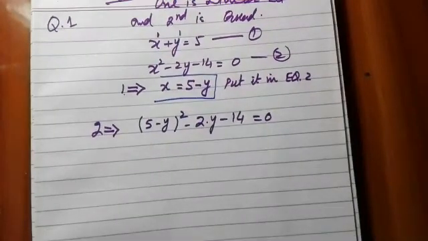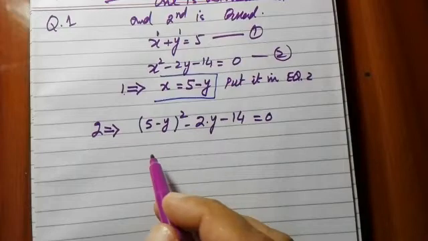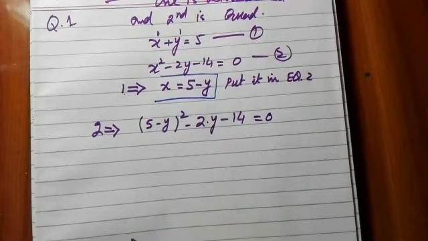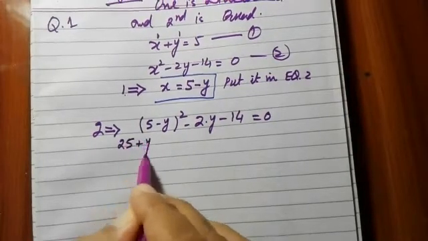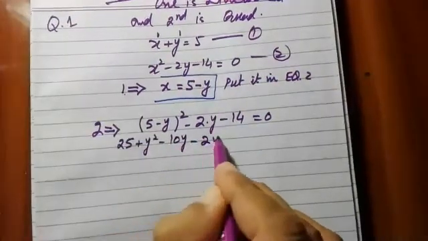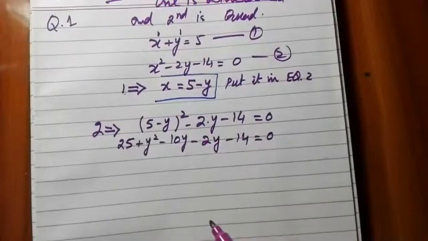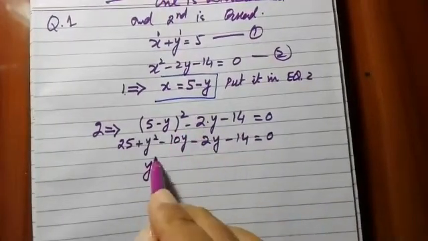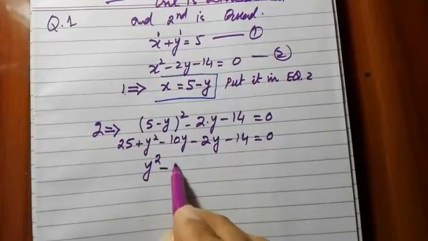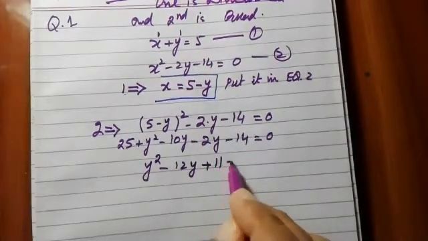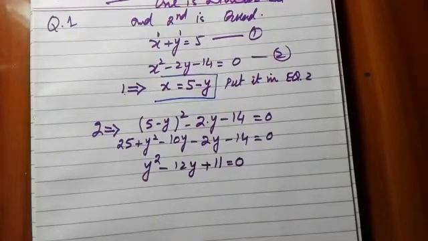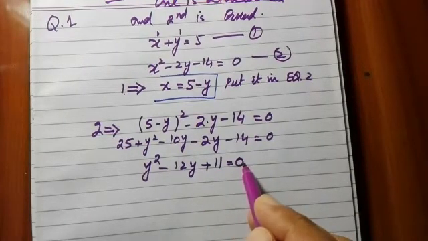You can see that from here onward, all the steps are only calculations. We will convert this whole expression in terms of y only. Expanding the square will generate 25 plus y square minus 10y minus 2y minus 14 equals to 0. By simplification, you will get y square first, then minus 12y, and 25 and 14 will be simplified to 11, so it becomes y square minus 12y plus 11 equals to 0. You can see that this whole expression is converted in terms of the y variable, and it is very much a quadratic equation.